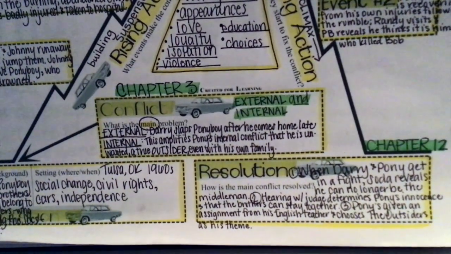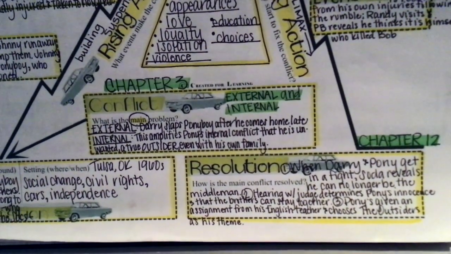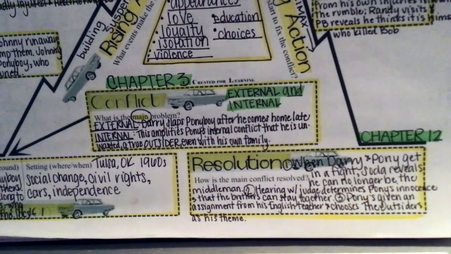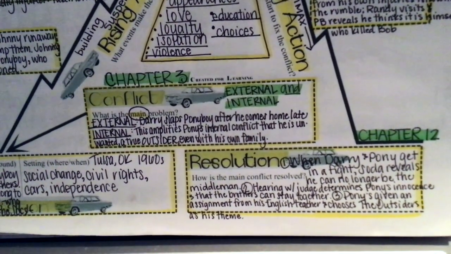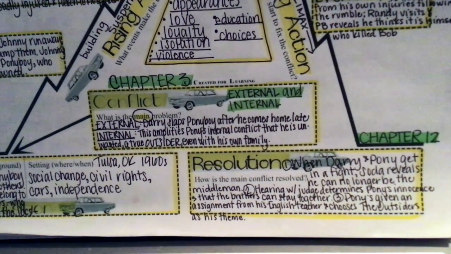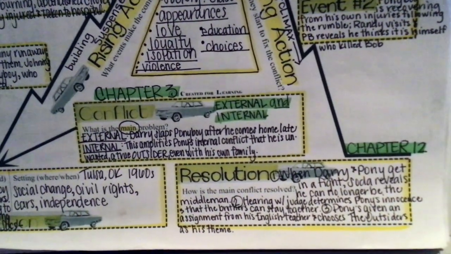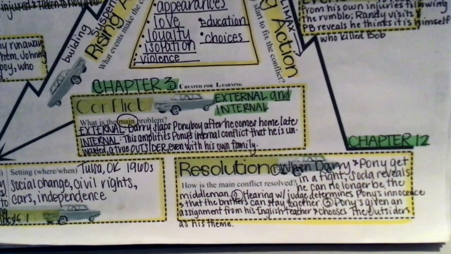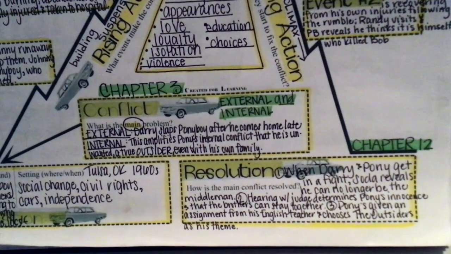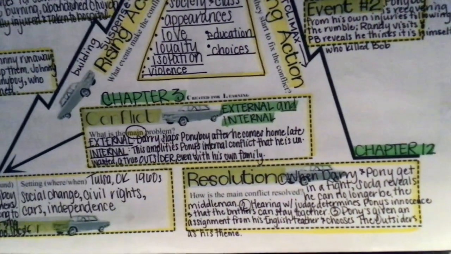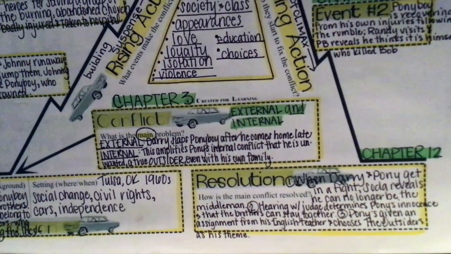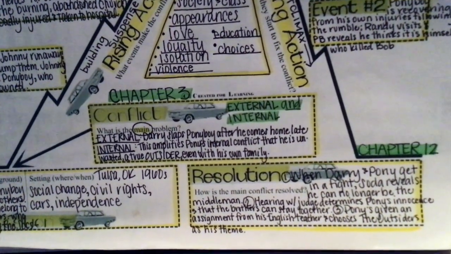The second resolution that happens is the hearing with the judge, and the judge determines that Ponyboy is obviously innocent. He did not kill Bob. It was Johnny that killed Bob, and it was self-defense, and that the brothers can stay together. That was one of their worries the whole time. That's why Darry is always really hard on Ponyboy, is he wants them to be able to stay together.